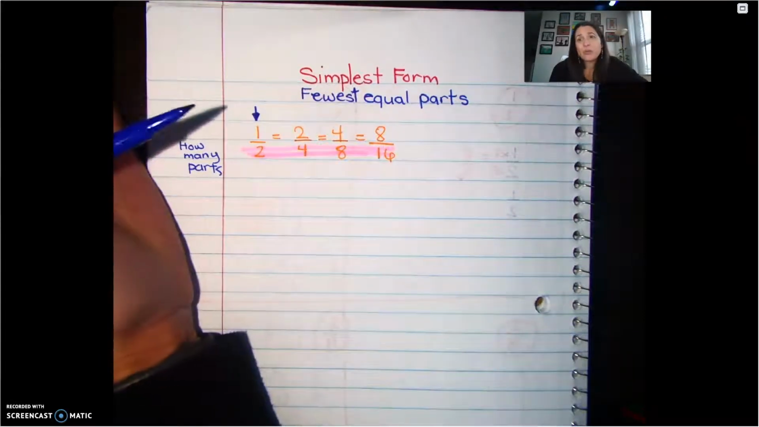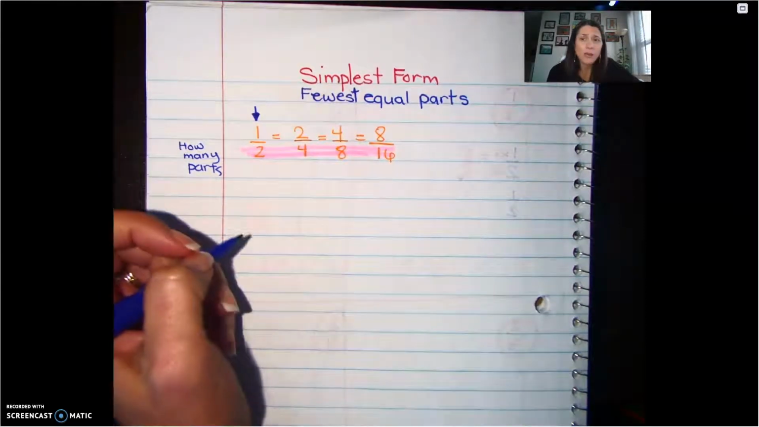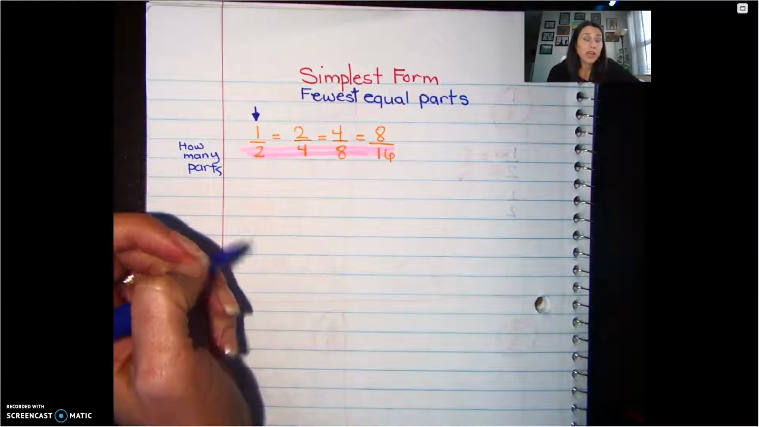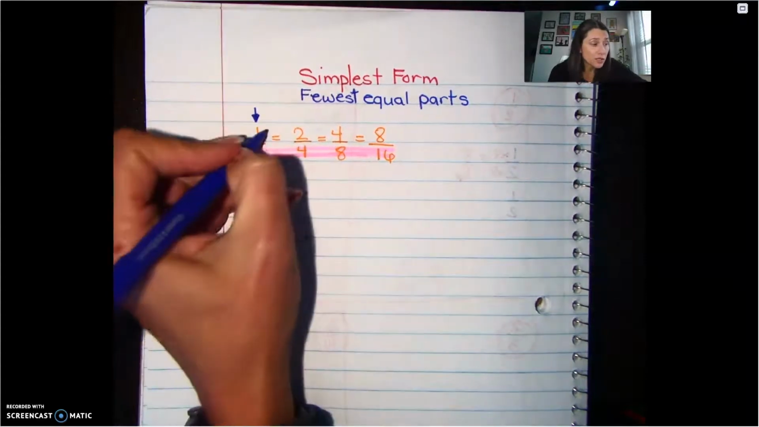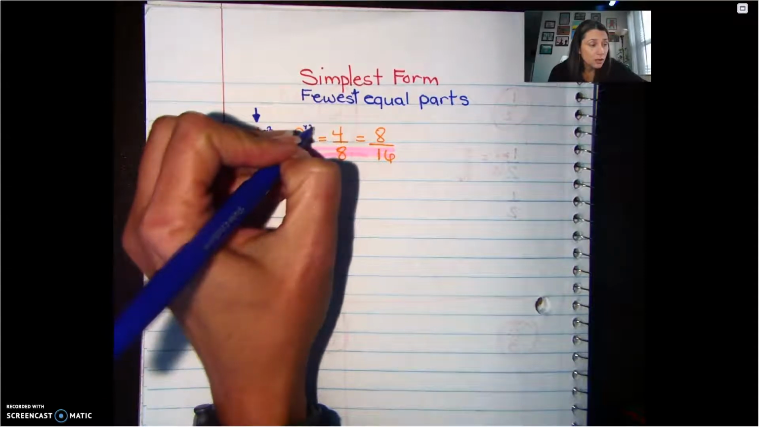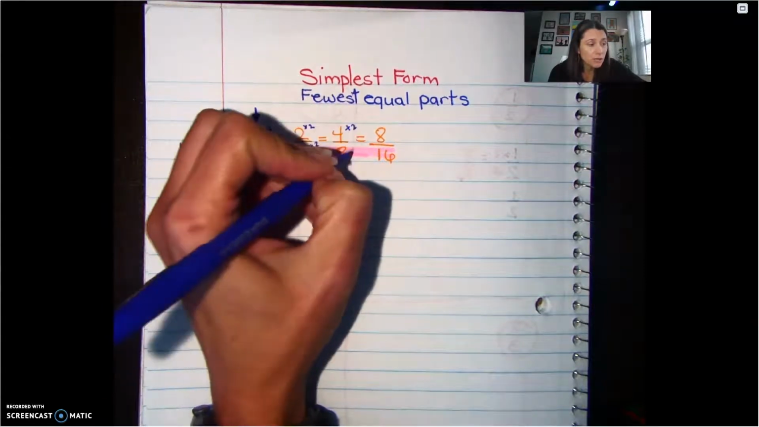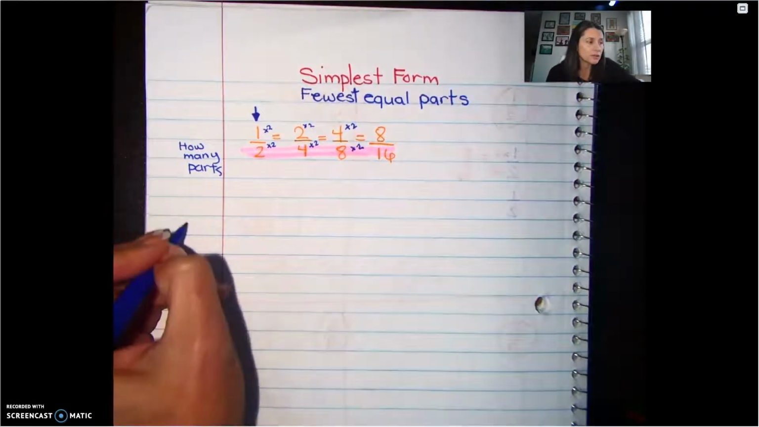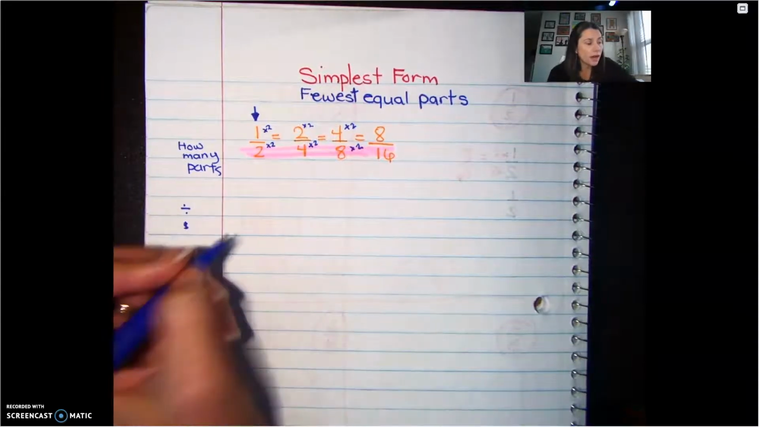So you're like, well, what do you mean, Miss Corbin? And this is what I'm talking about. So another way of getting equivalent fractions is going backwards. So to show this, we did multiplication, didn't we? We timesed it by 2, timesed it by 2, timesed it by 2. So to make it smaller, we're going to divide.